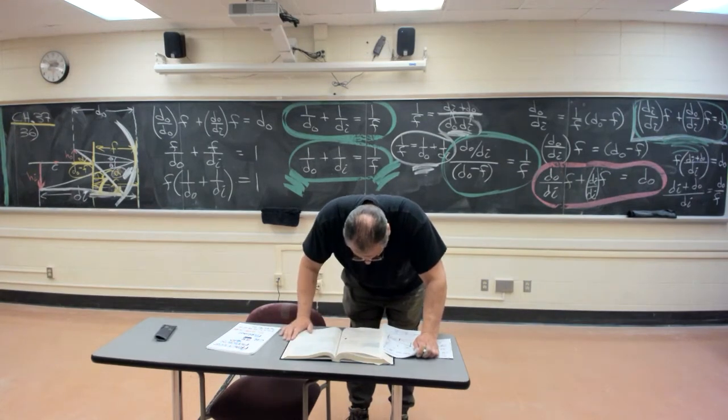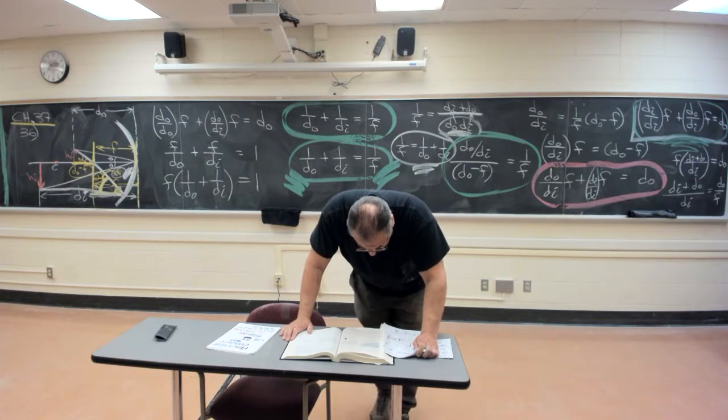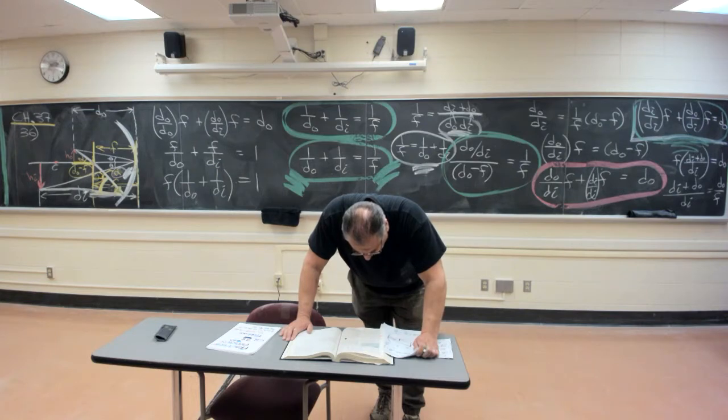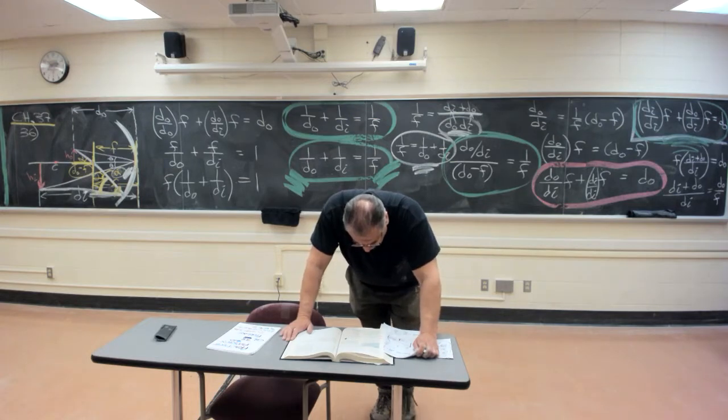55 is a great problem. Just asks us a lot of stuff, and we're going to take it from there. Problem number 55. An object 3.50 centimeters high is located 18 centimeters in front of a convex spherical mirror that has a radius of curvature of magnitude 8 centimeters.